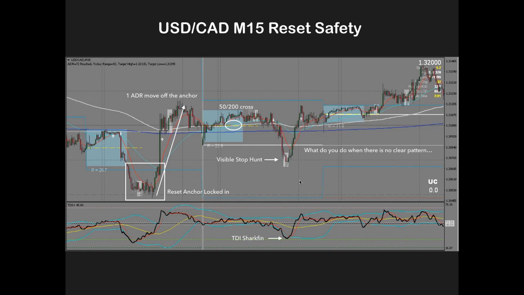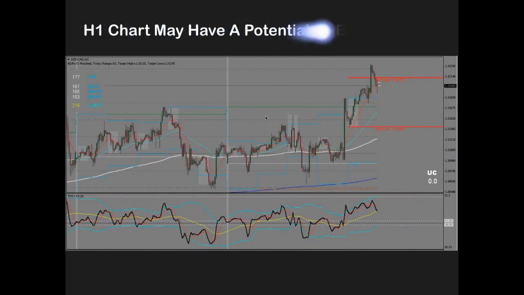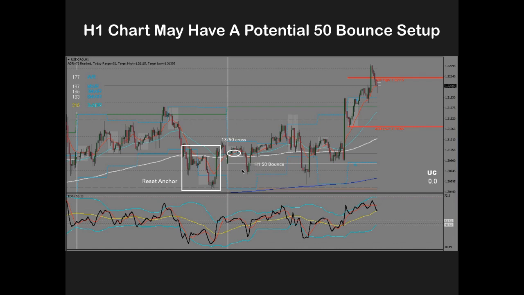Okay, sometimes what you have to do is go to the 1 hour chart and look for that setup there. Take a look at the 1 hour chart here. There may be a potential 50 bounce setup there instead, for you to take that safety trade instead of the M15 when you don't get a clear pattern. All right, so let's take a look here. This is the reset anchor, off of the 200 EMA right there, right? And then what you're going to look for is the 1350 cross on the H1, which is the same as the 5200 on the M15. So the 1350 cross on the H1, all right? And then this is the H1 50 bounce move that you're going to take.